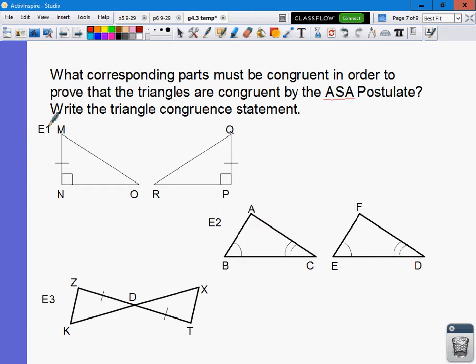Take a look at example 1. If it's going to go angle side angle, I've got an angle. I have a side. Which angle is missing? Angle M. I've got a side. I've got an angle. Which angle is missing? Angle Q. So angle M would have to be congruent to angle Q to have angle side angle.